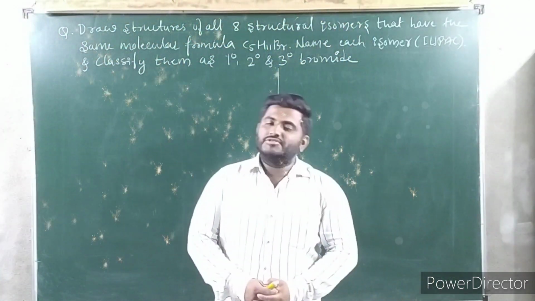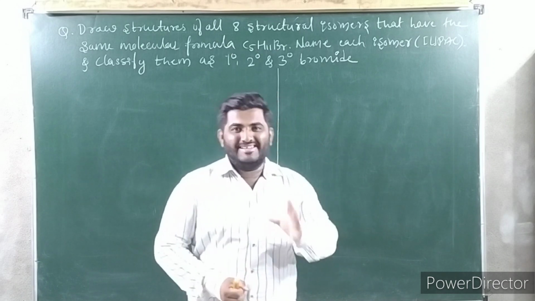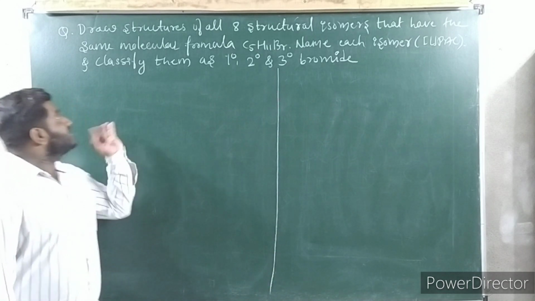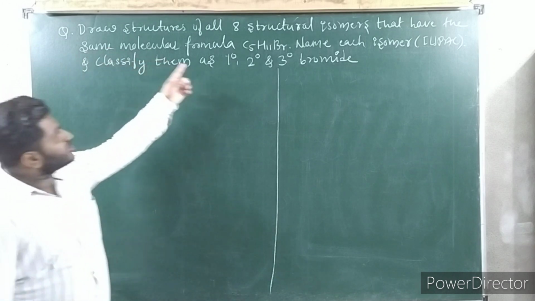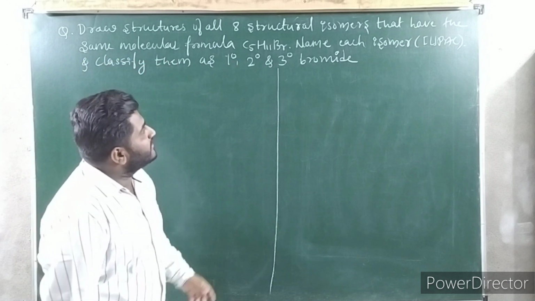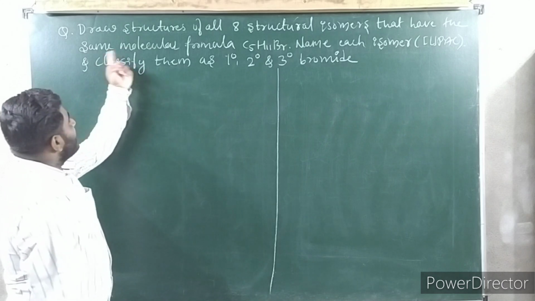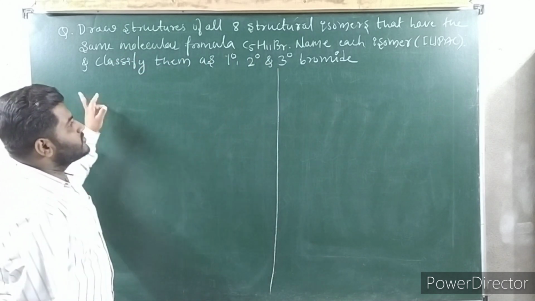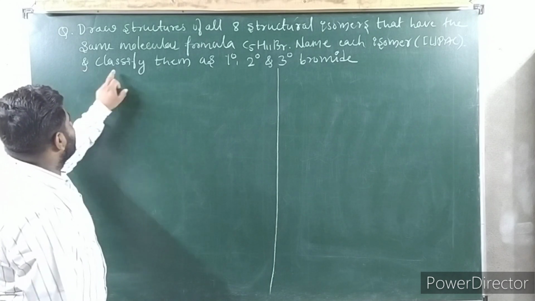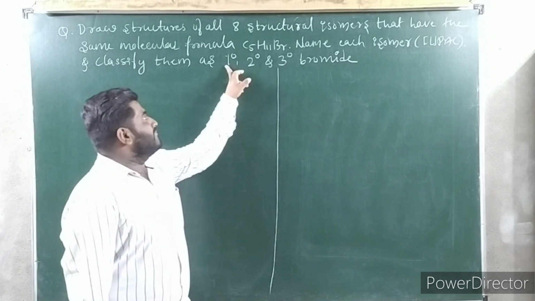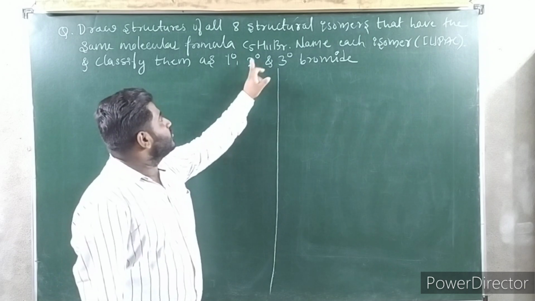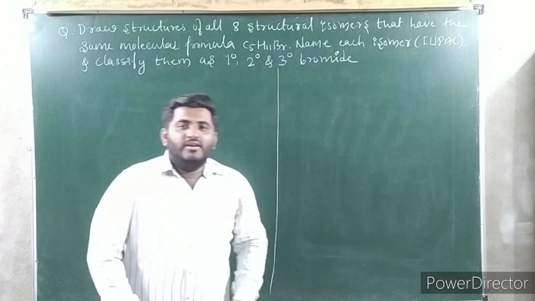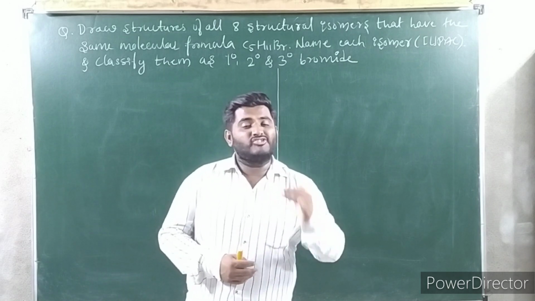See guys, next question. Again, I have taken this question from the NCERT only. See here, this question is already solved, but it is somewhat complicated. Draw the structures of all 8 structural isomers that have the same molecular formula C5H11Br. Name each isomer in IUPAC system and classify them as primary, 1 degree means primary, 2 degree means secondary, 3 degree means tertiary bromide. So you have to write all possible structural isomers.